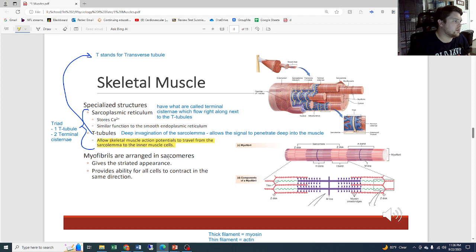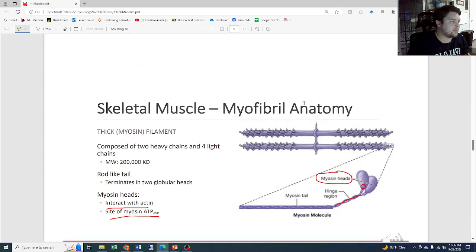So now the myofibrils are arranged in sarcomeres, which gives the striated appearance and provides the ability for all cells to contract in the same direction. We'll get more into exactly what that process is and what the parts of the sarcomeres are a little bit later.